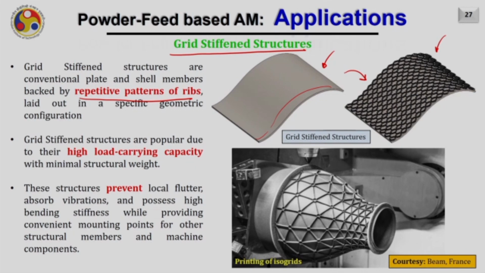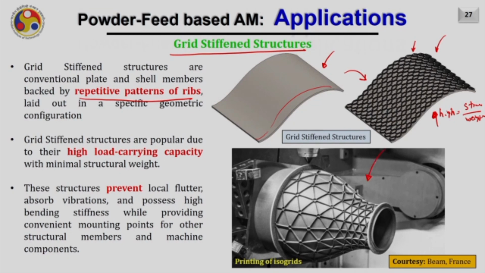The grid stiffened structures are popular due to their high load carrying capacity with minimal structure weight, or in other words we can say high strength to weight ratio. As the strength to weight ratio is high, definitely the parts created in this method will be quite economical as well. So, particularly what these rib structures do, they prevent the local deformation on the plate and absorb vibration and provide high bending stiffness while providing convenient mounting points for other structure members and machine components.